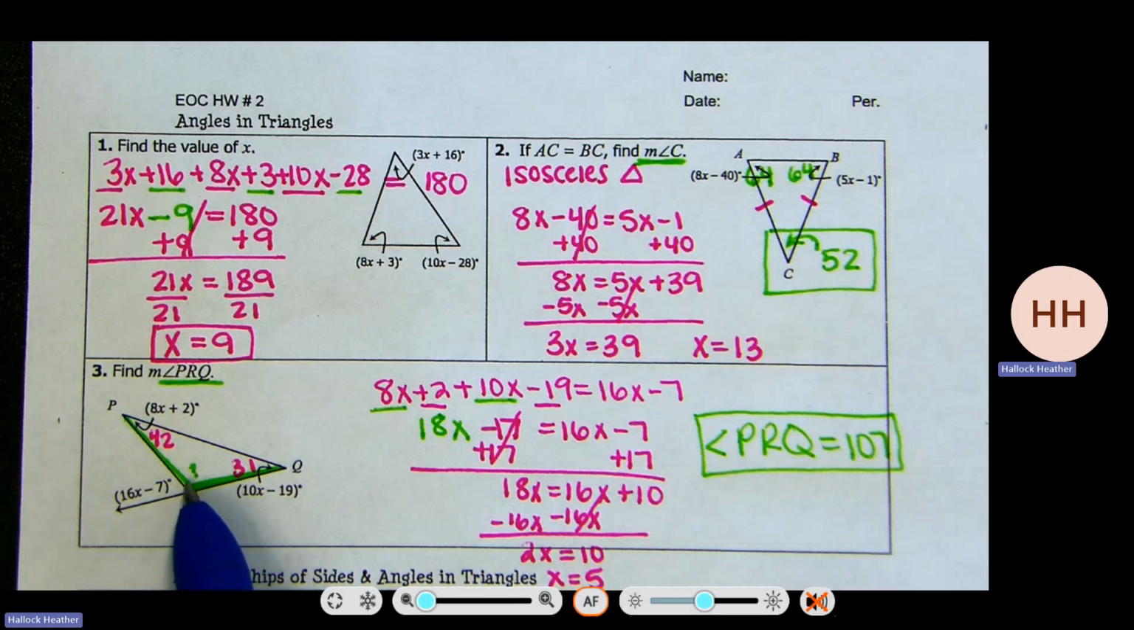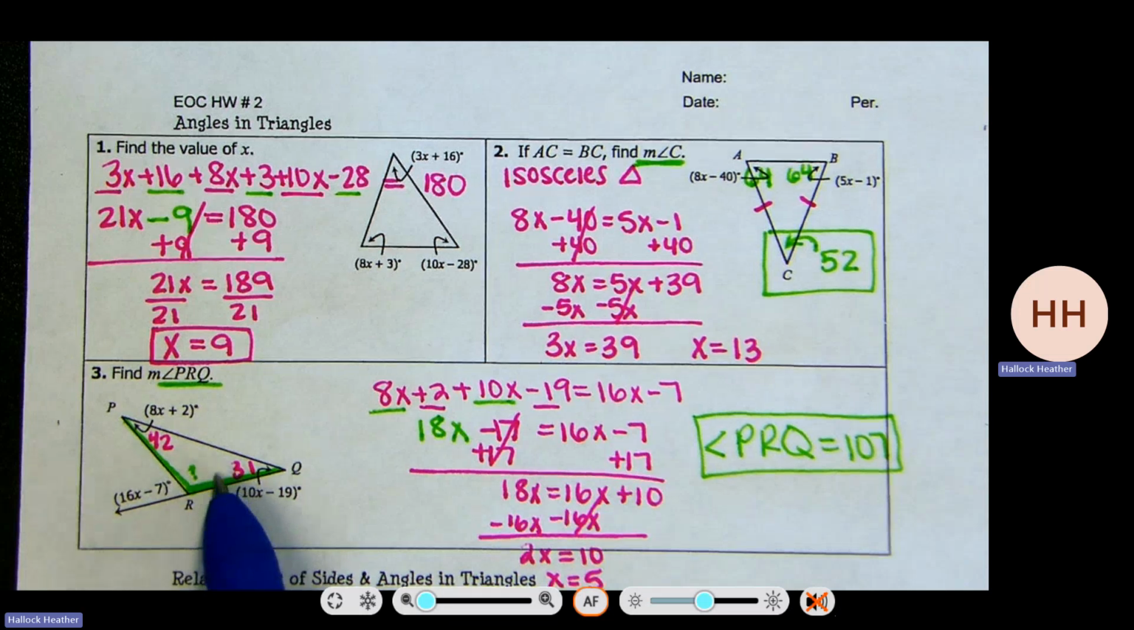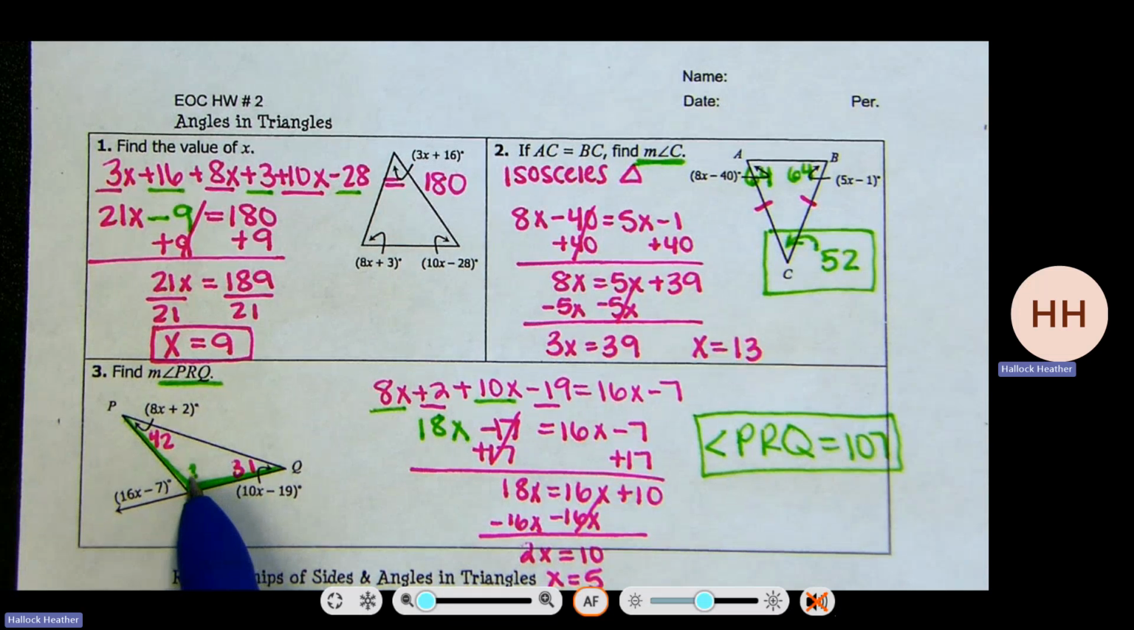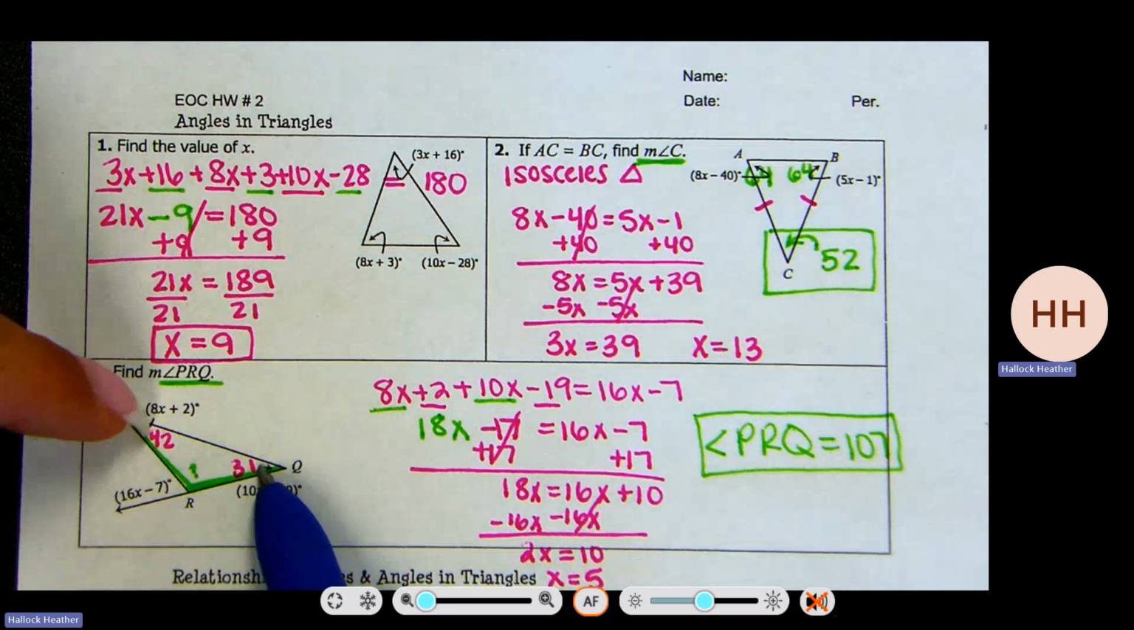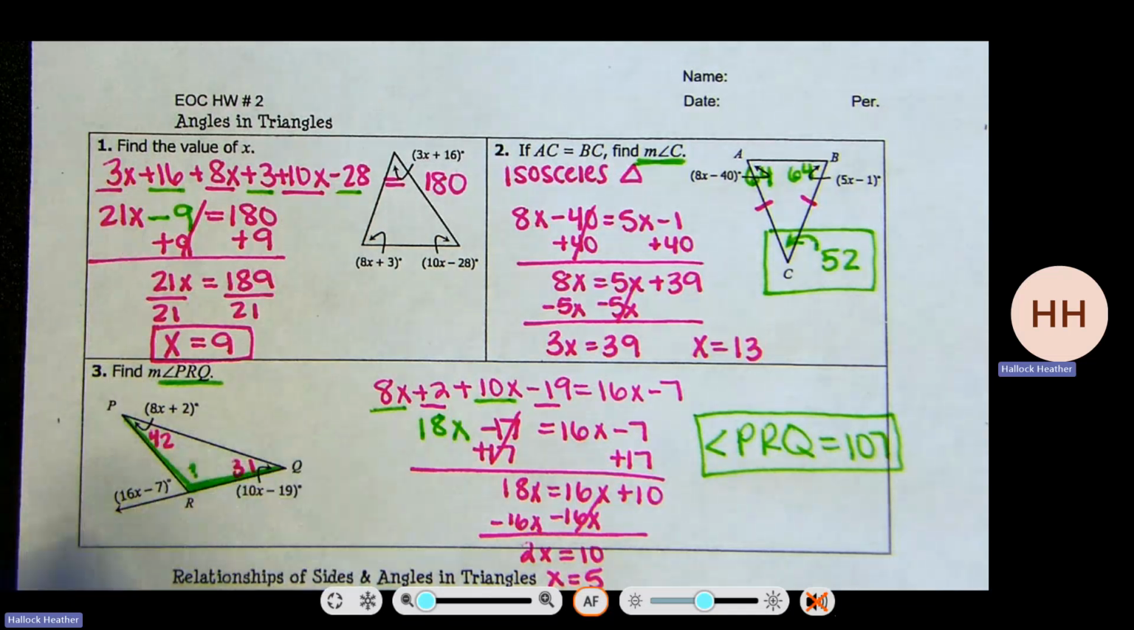So you could do one of 2 things. You could plug x in here and then subtract from 180 to get 107. Or you could plug it into both angles and add to make 180 for a triangle. So I plugged it in here and here. That's 42 and 31. I subtracted from 180. I got 107. That's the leftover angle in the triangle.